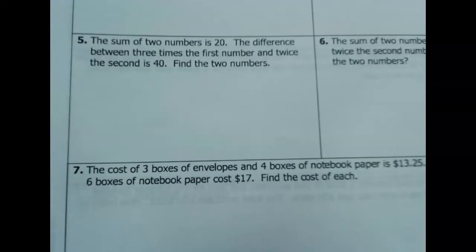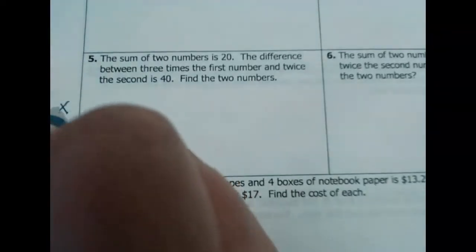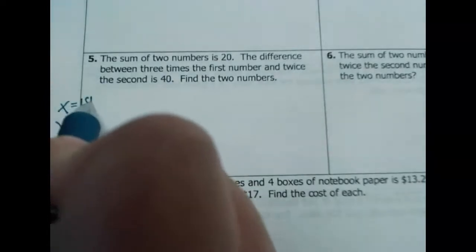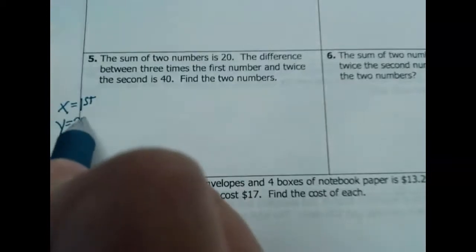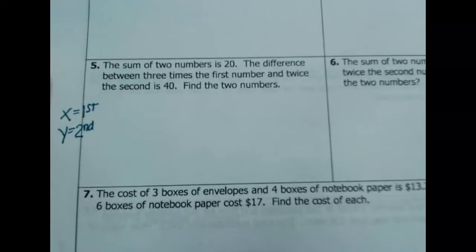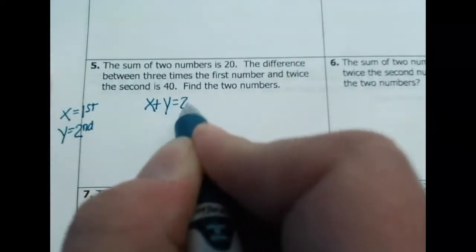Find the two numbers. This is why we need to know which number is which, because different things are happening here. So I'm going to still say x is the first number and y is still the second number. Okay, so the sum of the two numbers is 20. Great, we've been doing that. x plus y equals 20.